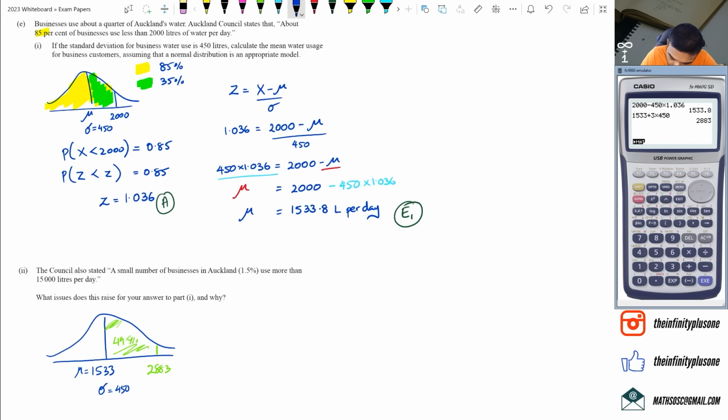Now, let's say hypothetically we actually work out what the probability of X greater than 15,000 is going to be under this model. If we were to do this, we're going to go into menu, then distribution, normal, NCD. My lower is going to be 15,000 and my upper is going to be something ridiculous, like huge. Standard deviation was 450, mean was 1533. Now, if I actually calculate this, as you guys can see, the probability is coming as 0, right?